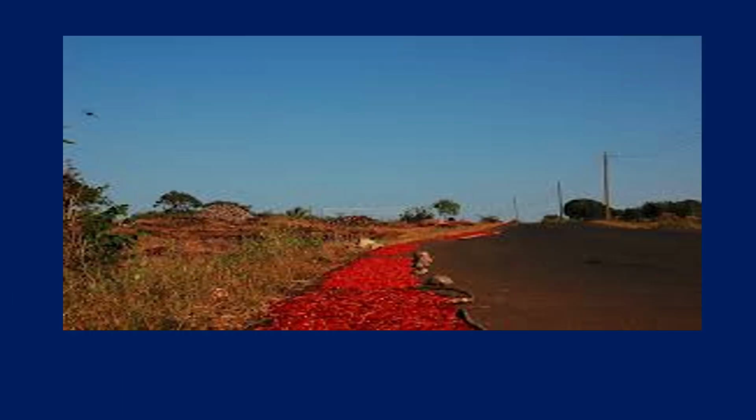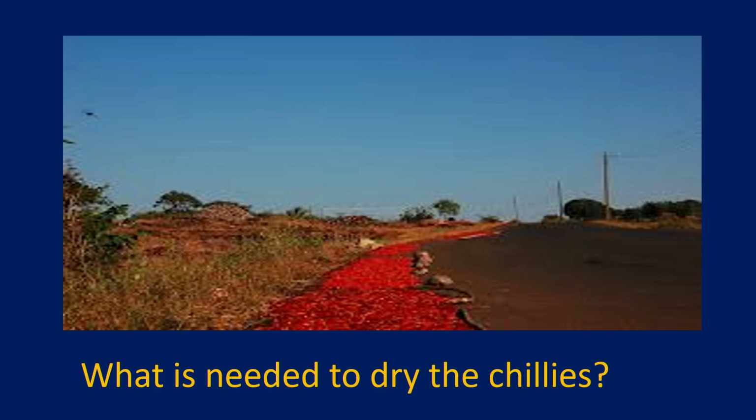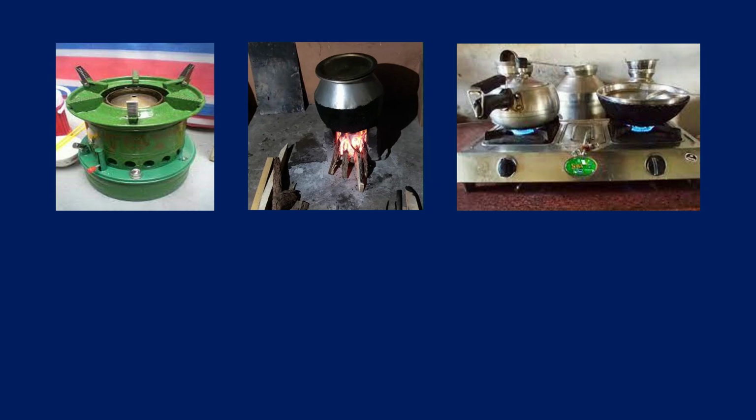Now dear children, what are these? These are nothing but dry chilies. What is required to dry them? It is nothing but energy from the sun. Due to the hot sun rays, they will be dried up. What is needed to dry the chilies? It is sunlight.